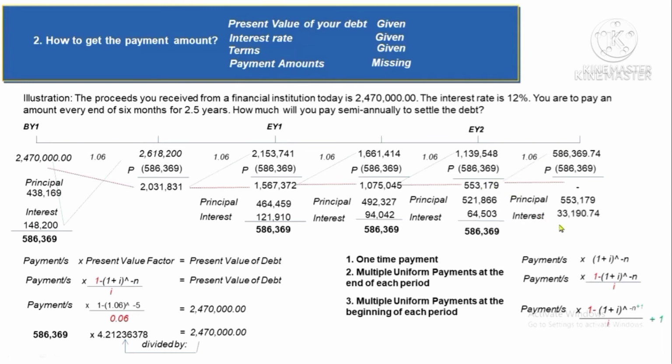So 33,190.74 for a total of 586,369.74. And let me remind you again that this difference of 0.74 is due to rounding of factors. So that's it for question number 2. Question number 3 is coming right next.